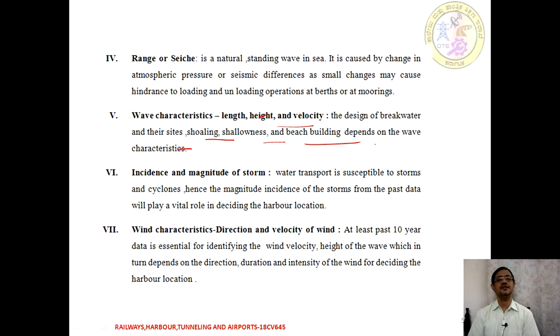Similarly, the incidence and magnitude of a storm. As we know, water transport is highly susceptible to storms, hurricanes or cyclones. Hence, the magnitude and incidence of storms from past data has to be collected, and as we know, it plays a very important role in deciding the location of a harbour. So, the magnitude of the storm is one more factor to be considered while selecting the site.